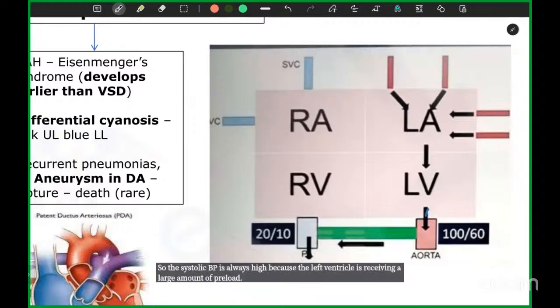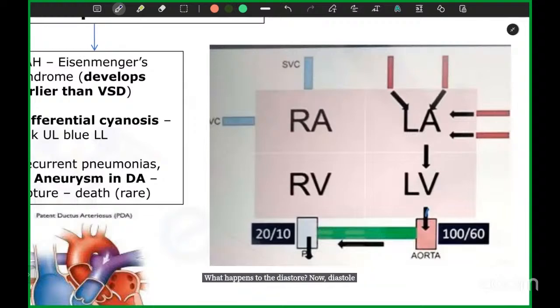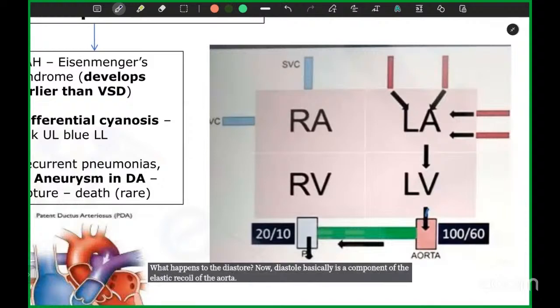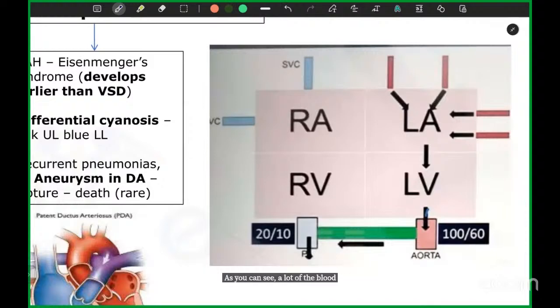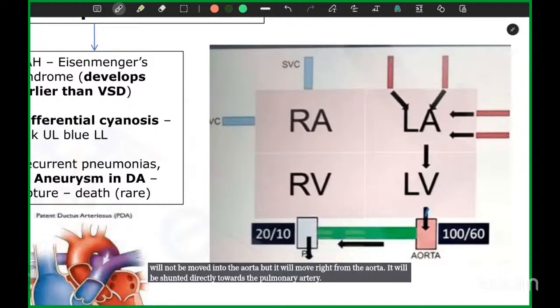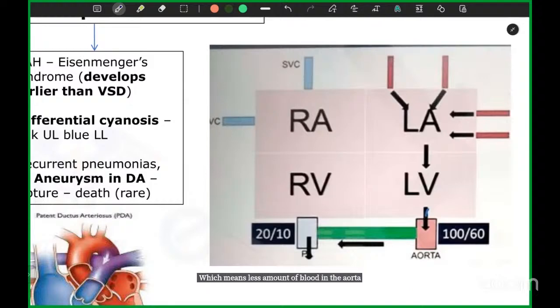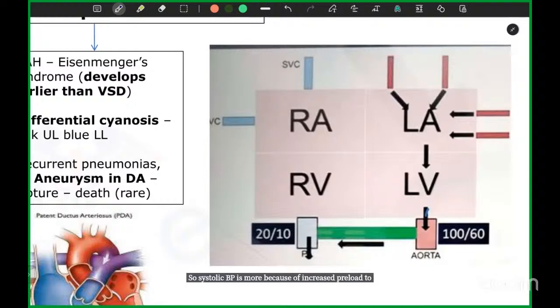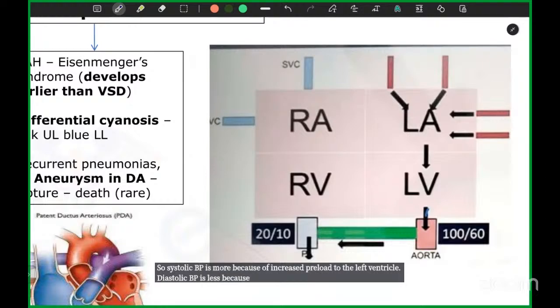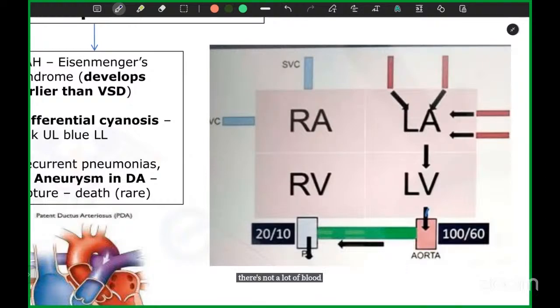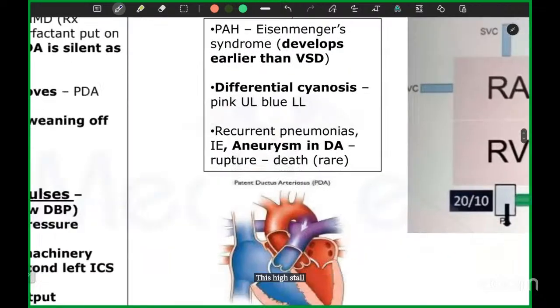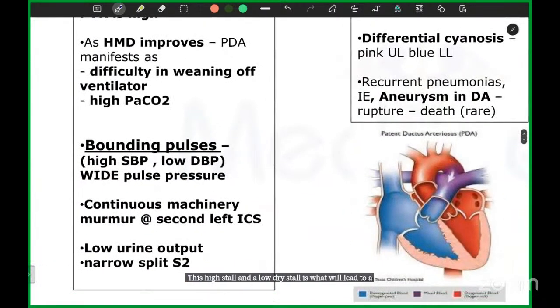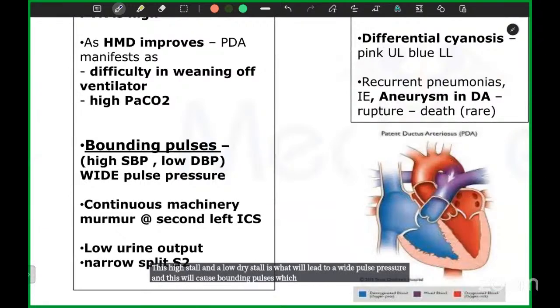What happens to the diastole? Diastole basically is a component of the elastic recoil of the aorta. As you can see, a lot of the blood will not move into the aorta, but will be shunted directly from the aorta toward the pulmonary artery, which means less blood in the aorta and less elastic recoil by the aorta. So systolic BP is more because of increased preload to the left ventricle. Diastolic BP is less because of less elastic recoil, because there is not a lot of blood volume in the aorta. This high systole and low diastole lead to a wide pulse pressure, and this causes bounding pulses, which are clinically very significant in cases of PDA. Anytime you find a congenital heart disease with bounding pulses, close your eyes.